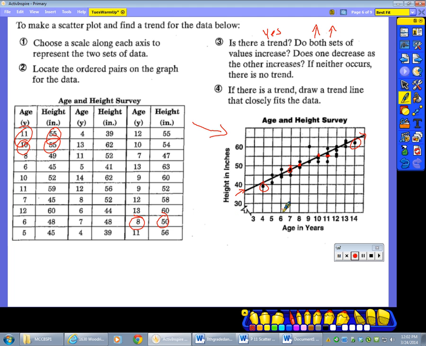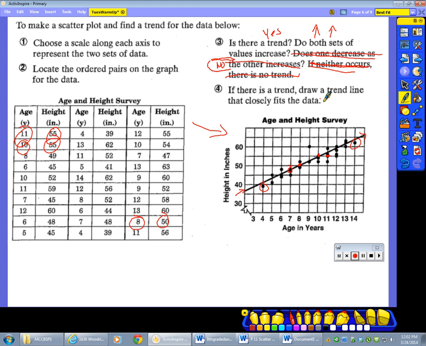Does one decrease as the other increases? Well, no. My answer to that one would have to be no, because as someone gets older, that doesn't mean that they're getting shorter. That would be as one increases, the other decreases. That would be a negative correlation, but that's not happening here. If neither occurs, there is no trend. In this case, we know that's not taking place, so I can scratch that out.